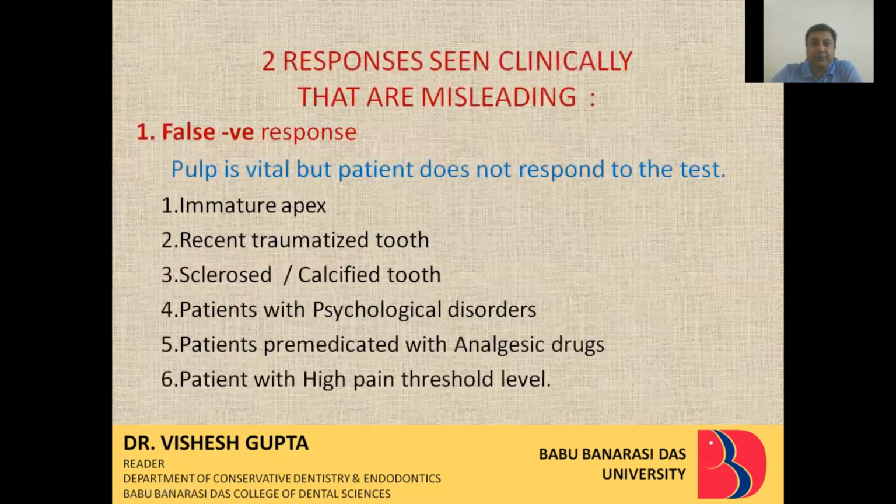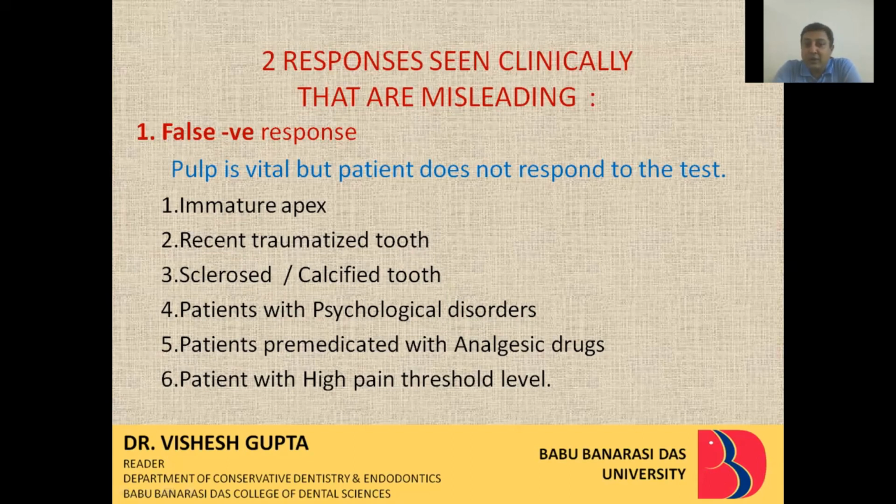Next slide. There are two major responses clinically which we are seeing, but they are misleading responses. What do you mean by misleading responses? That means they are not accurate or reliable responses. These are named false negative response and false positive response. What is false negative response? Whenever the pulp is vital, but the patient does not respond to any pulp vitality test, that response is known as false negative response.